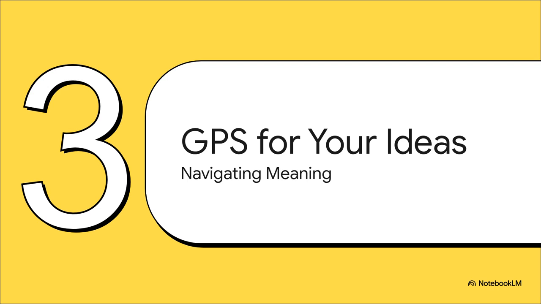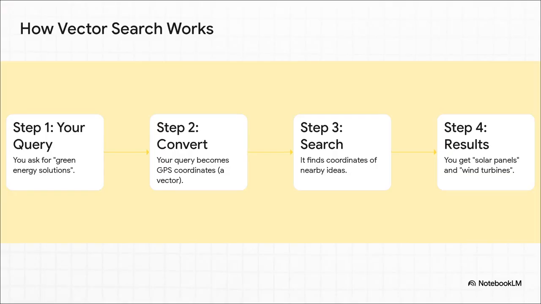Well, that brings us to our next big idea. You can think of a vector database as a kind of GPS for your ideas. It helps you navigate that massive map of meaning we talked about to find exactly what you're looking for. So here's how that actually plays out. You search for green energy solutions. First, the system turns your search into a set of GPS coordinates on our map. Then it just looks around that point for other things whose coordinates are really, really close by. And what's nearby? You got it. Concepts like solar panels and wind turbines, even if those exact words weren't in your original search.